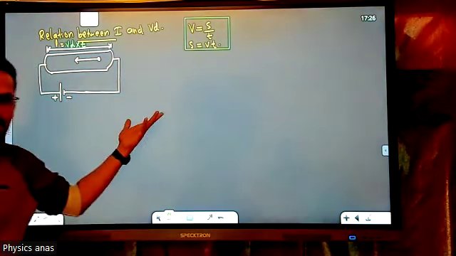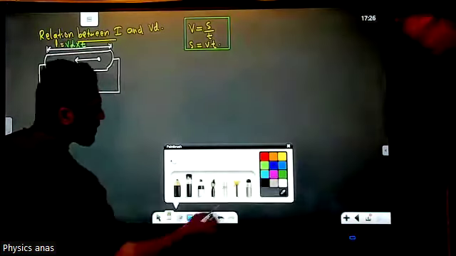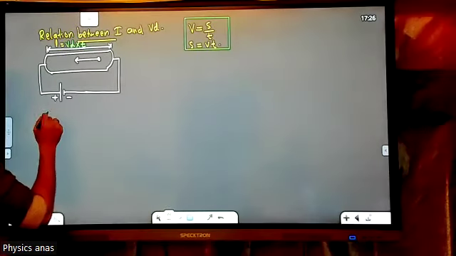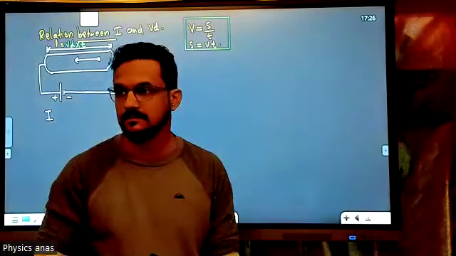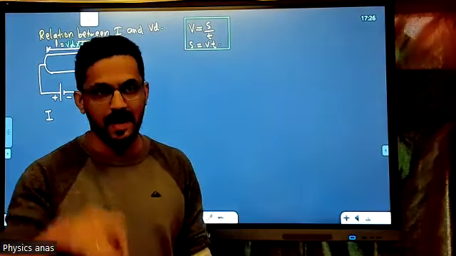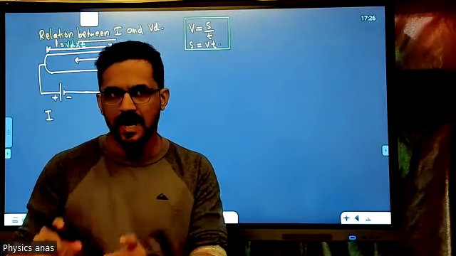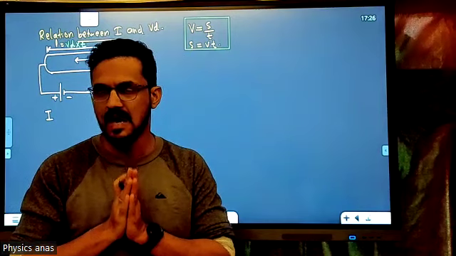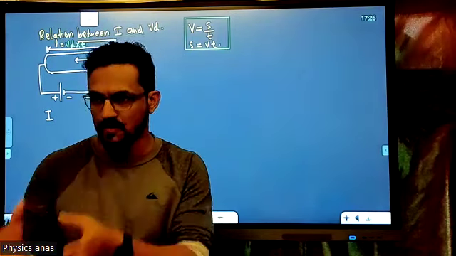Is that okay? Okay. Now, what is the equation of current? I will write the equation of current. That's V by R, right? We can write the equation of current as V by R. So V by R is what? Ohm's law. That's the equation from Ohm's law.